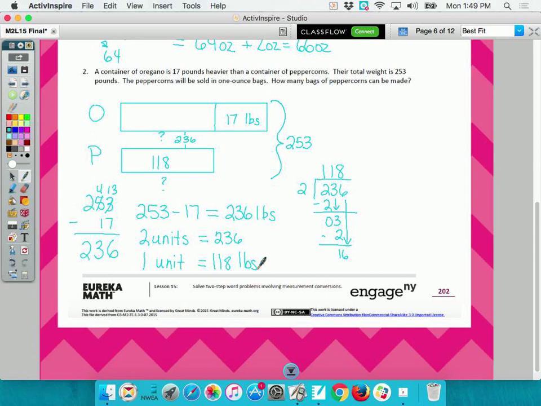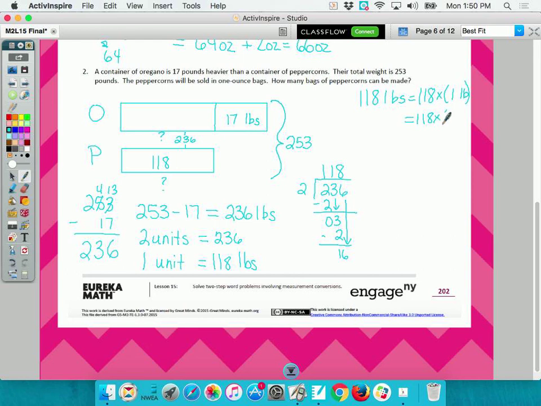But here's the problem. The peppercorns will be sold in 1 ounce bags. More division. No, we're going to convert pounds to ounces. So we have 118 pounds equals 118 copies of 1 pound. Right? Okay, write that down. That's from Thursday and Friday's lesson. See why I didn't want Genesis and Christian to try and do this? Be too confusing. Okay, now I'm going to convert it.